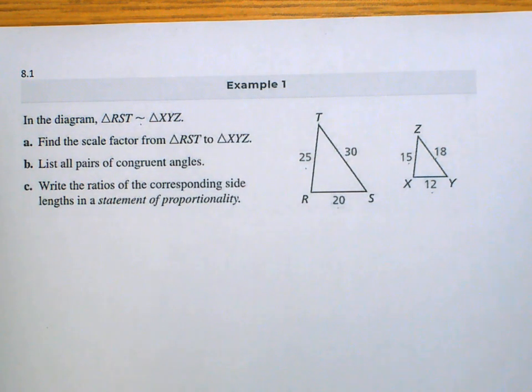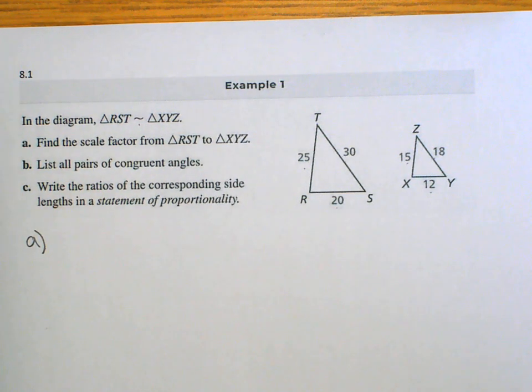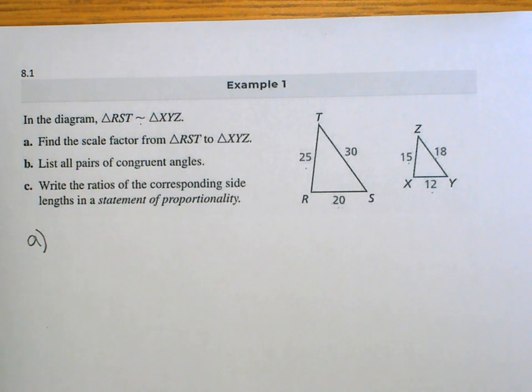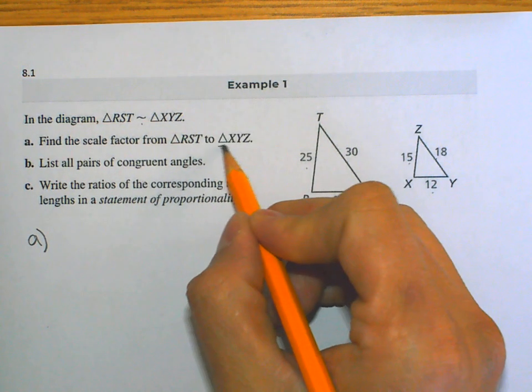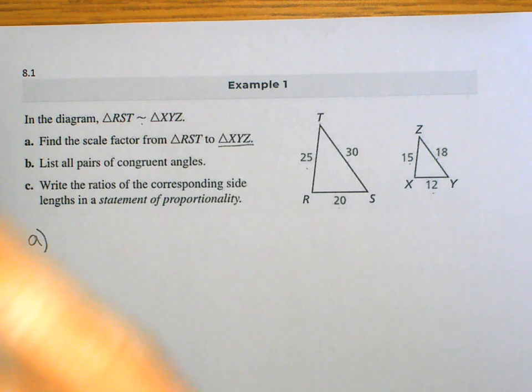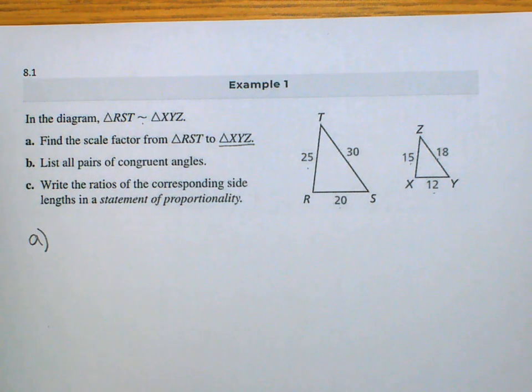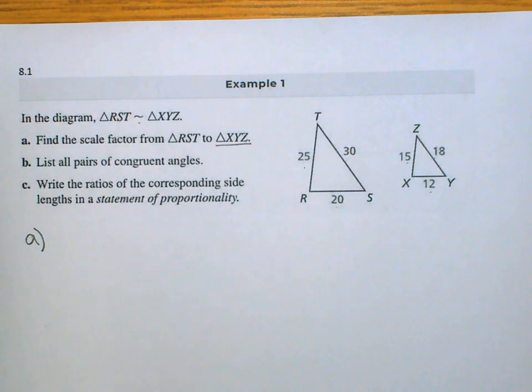So the first question, for A, it says, find the scale factor for RST to XYZ. So here's the thing. When you're reading this, the second one is always going to be your image, which is the one that's going to go on top. If they tell me that they're similar, you only really need to do one scale factor, not necessarily all three. You can if you want to. I'm going to do all three just because, but you only have to do one.